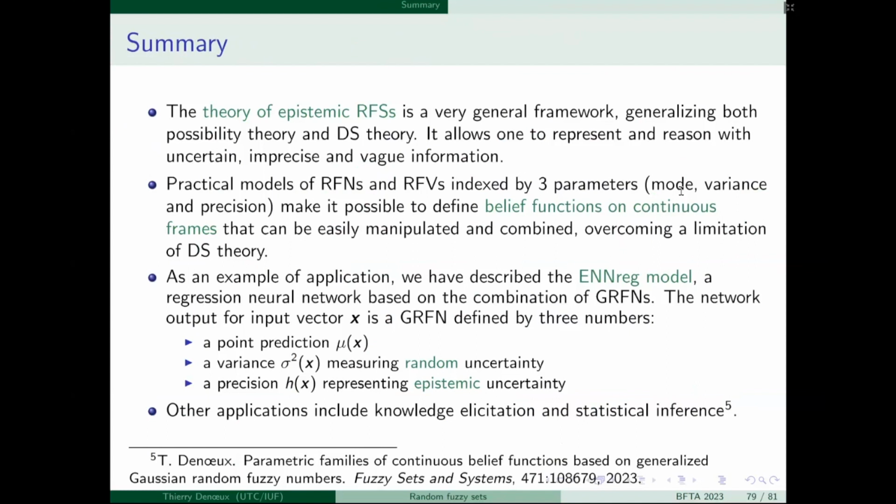And as I said, there are other applications. One application is knowledge elicitation. If you want to represent someone's knowledge about a continuous parameter, you can ask some questions and try to fit this kind of model, even the transformed Gaussian fuzzy number, and that gives you a belief function. Statistical inference is also an important application, and I touched on it in this paper.